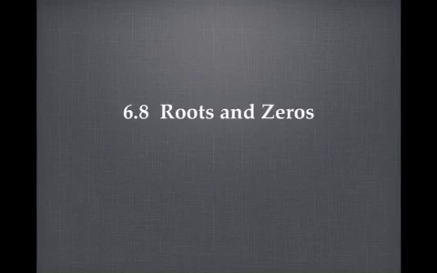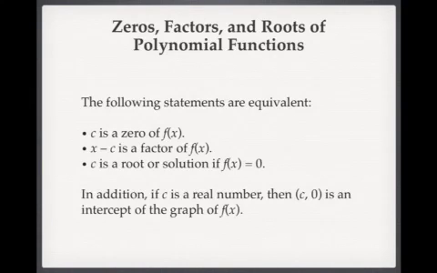Okay, our focus today is on finding roots and zeros of polynomials of higher order, not just quadratics, but higher order polynomials. So the first thing we can talk about is understanding the difference between zeros, factors, and roots. So C is a zero of a function. All these are equivalent statements. If C is a zero of the function f of x, then x minus c is a factor of the function f of x.